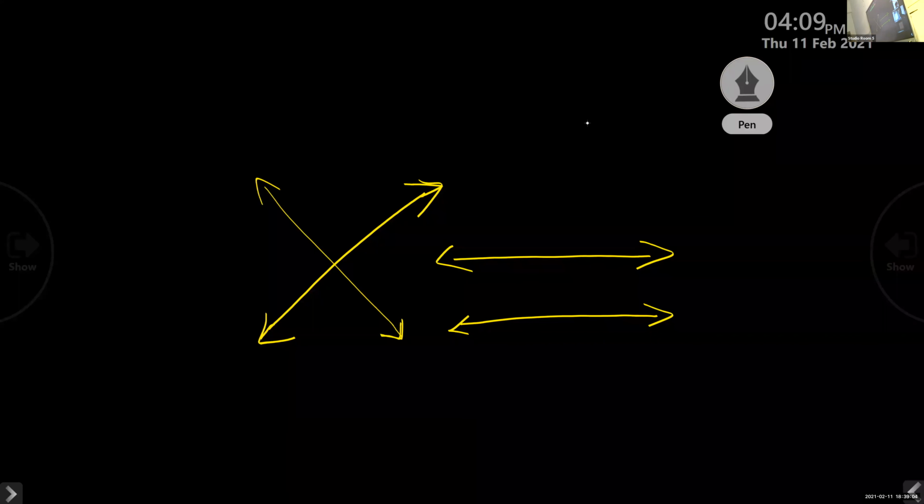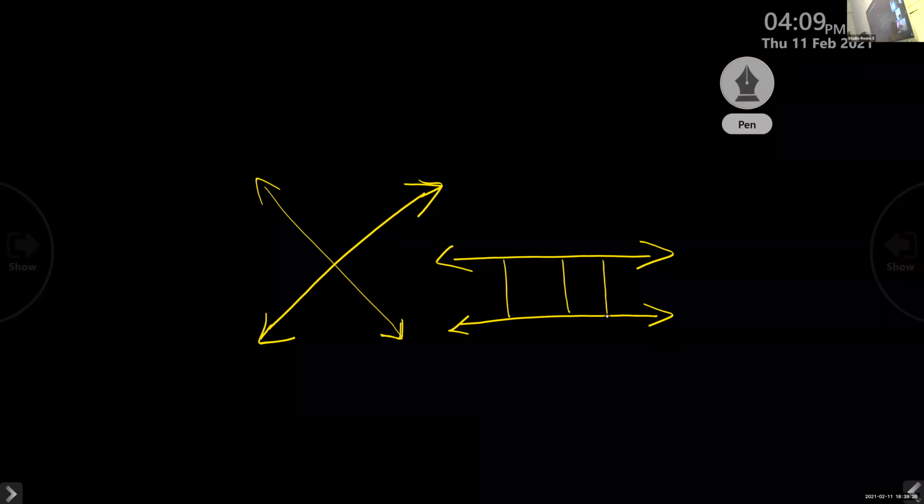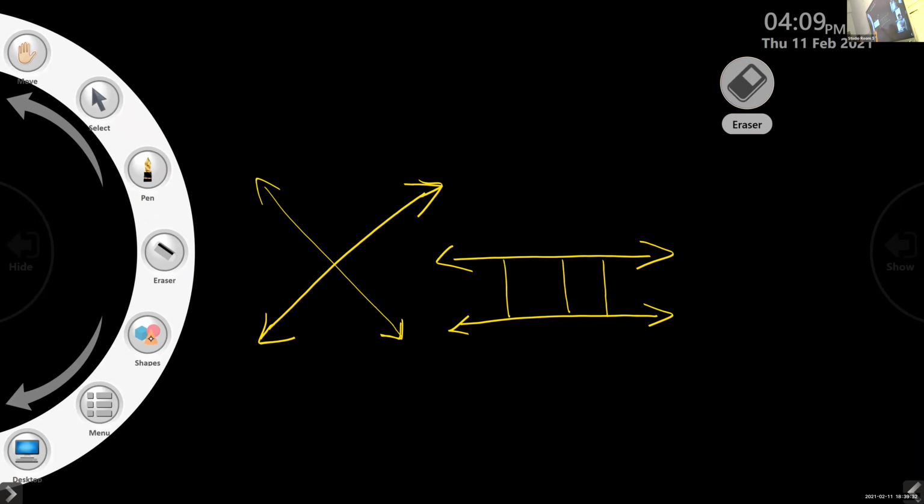Okay, see, one is a set of intersecting lines, and the other set is parallel lines. The difference is, the first one is intersecting, the other one is never intersecting. They keep a fixed distance between them, isn't it? So these are parallel lines and intersecting lines. Now let us see the combination of these lines.